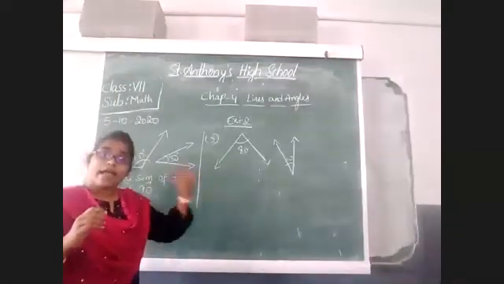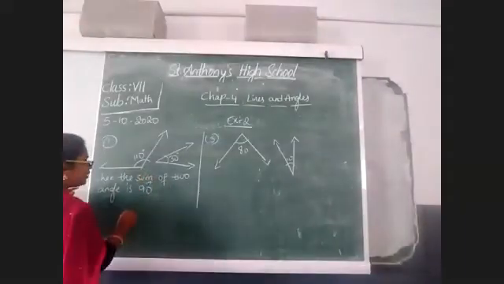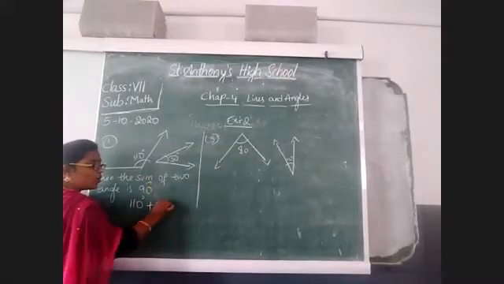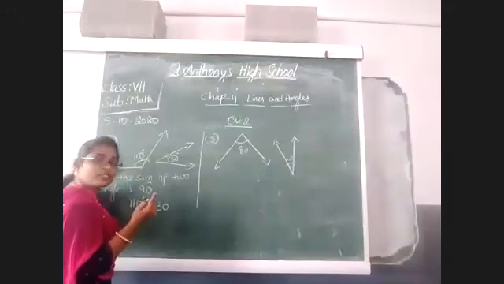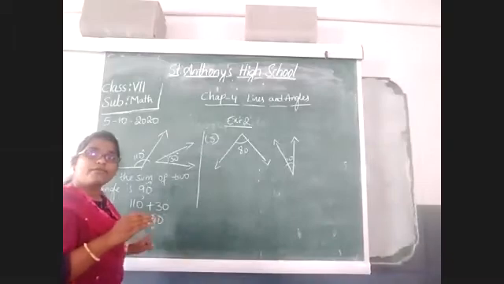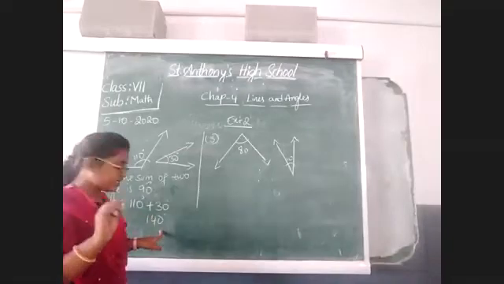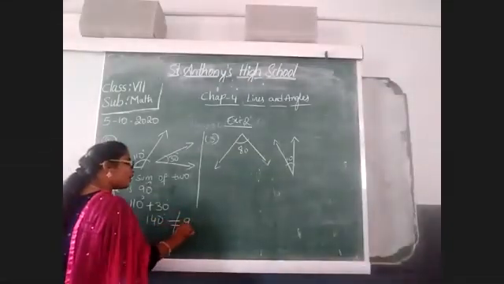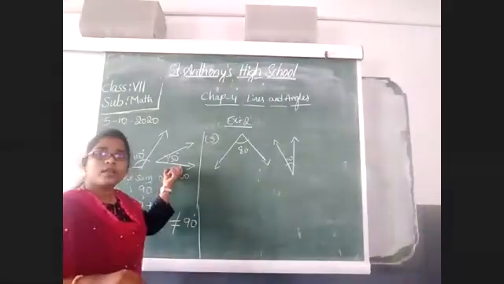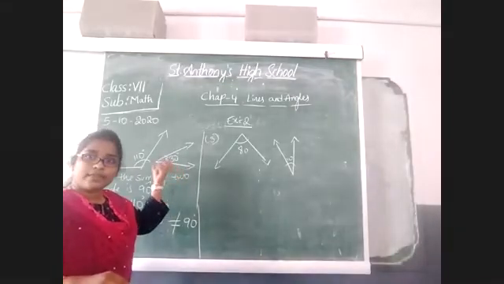So when we add two angles, we should get 90. What are the measurements that were given? The first one is 110 plus the second measurement, 30. 110 plus 30, how much? 140. So the result is not equal to 90 degrees. So the pair does not come under complementary angles.